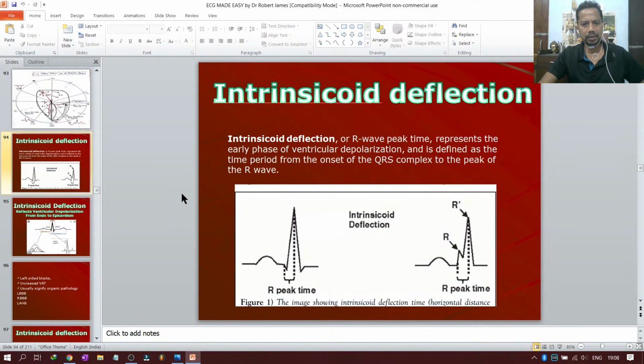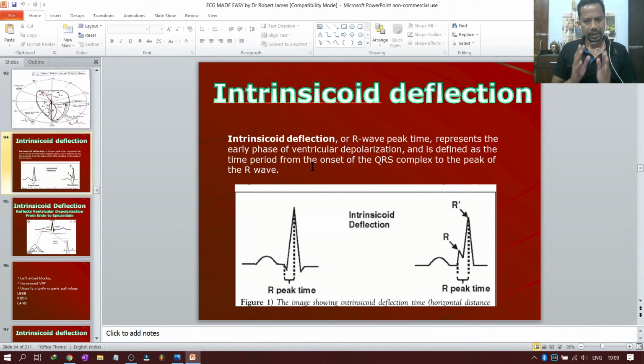So this is about the blocks, and now this is also important. This slide should actually have come before these 2-3 slides which I discussed just now. This is very important, and many times we ignore this. This is intrinsicoid deflection, which all of you should know to become very good interpreters of ECG. Intrinsicoid deflection is from the beginning of the Q wave till the tip of the R wave, from where the R wave starts converting into an S wave, the distal limb of the R wave starts.